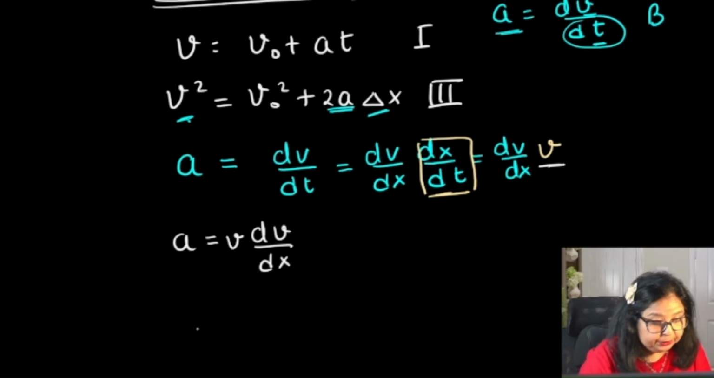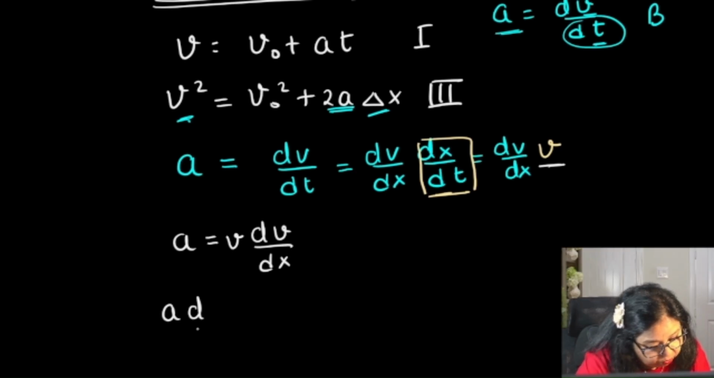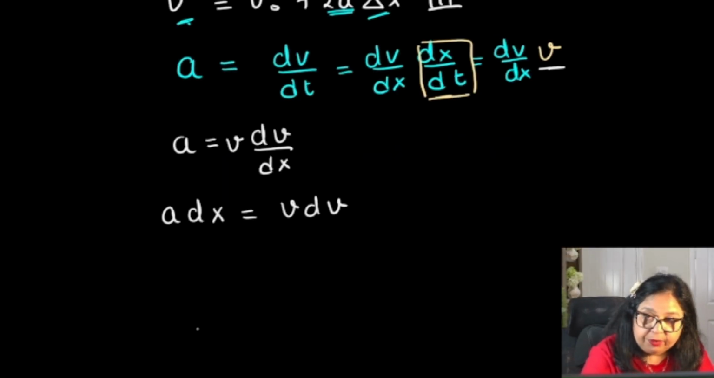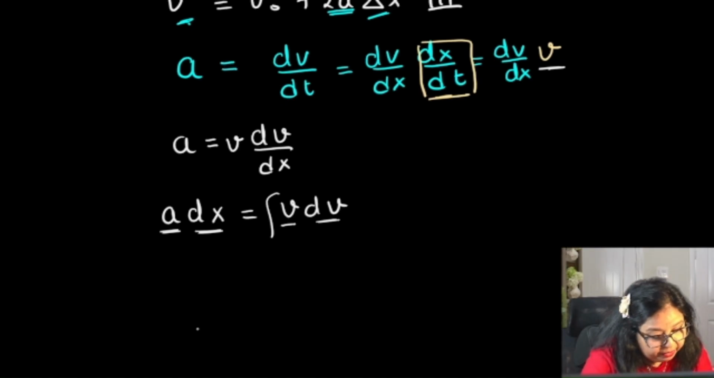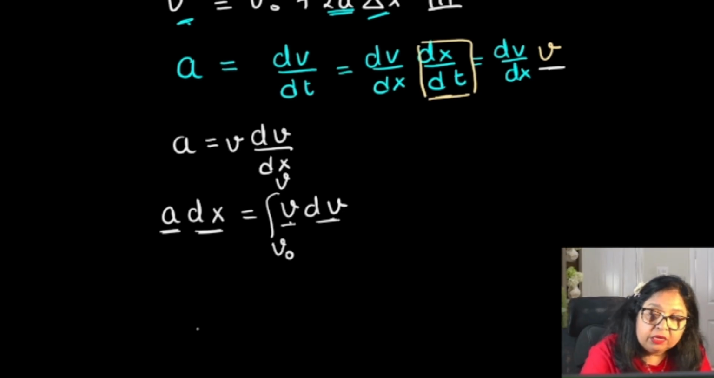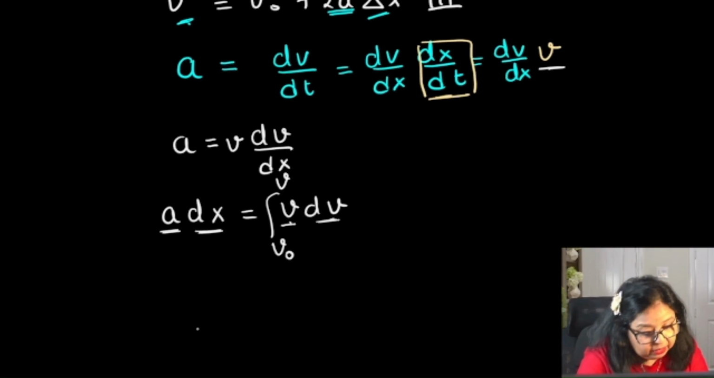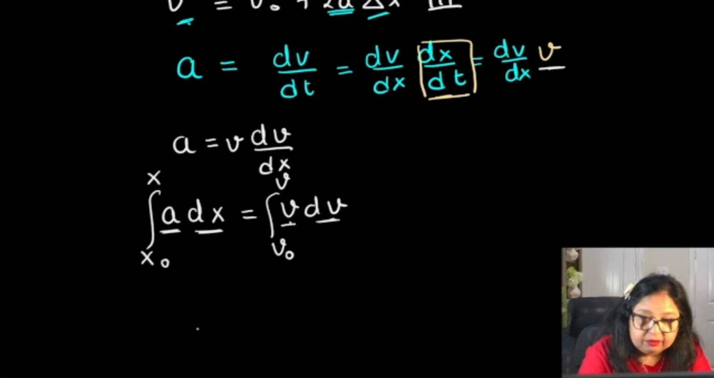Now we are going to rearrange this equation. We are going to multiply both sides of this equation by dx. When we do so, we get a dx equals v dv. Now we can go ahead and integrate this equation on both sides. On the left hand side, this a is a constant, so basically all we are doing is taking the integral of dx. And on the right hand side, I have v and dv, so we are integrating v with respect to v. V goes from v naught, the initial velocity, to final velocity v. And on the left hand side, x goes from initial position x naught to final position x.